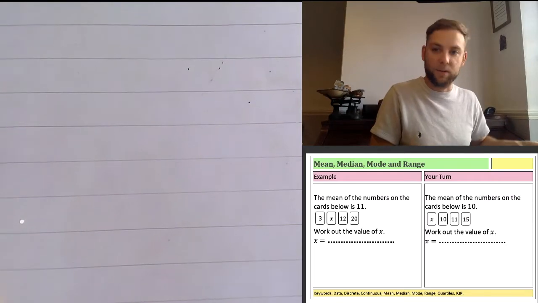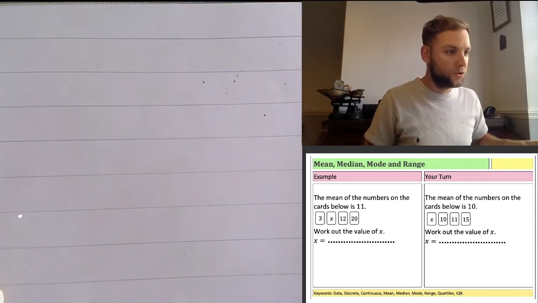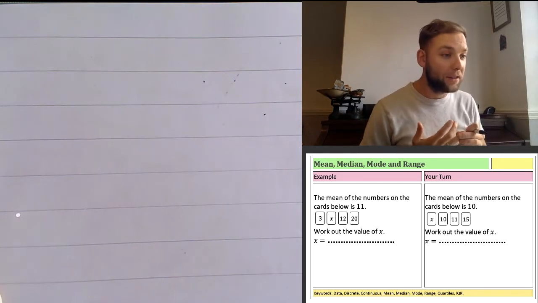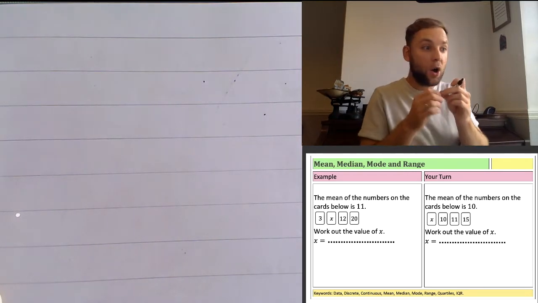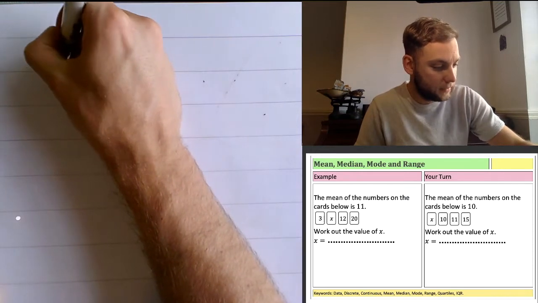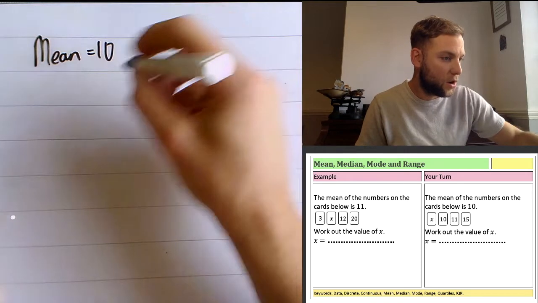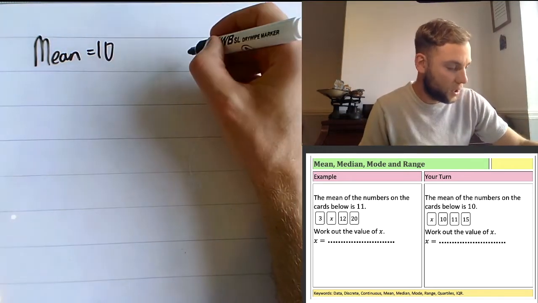Okay, so let's have a go at this one together then. So the mean of the numbers on the cards below is 10. Work out the value of x. So we know that the mean is equal to 10. And there are how many in this? So there are 4 cards, are there?